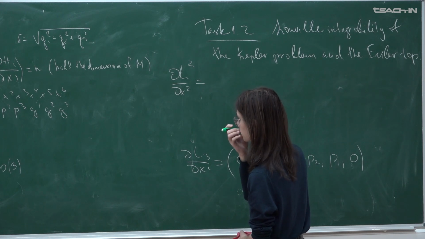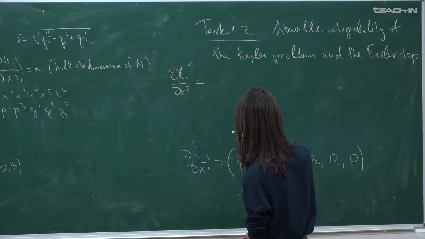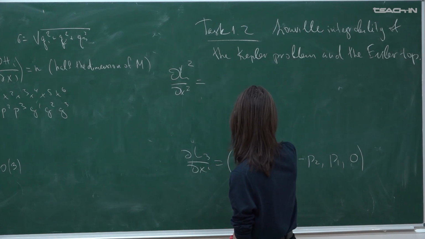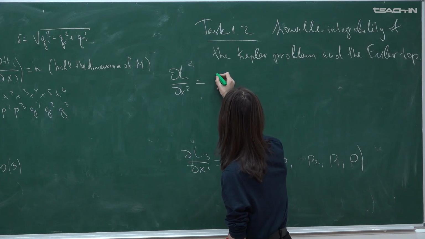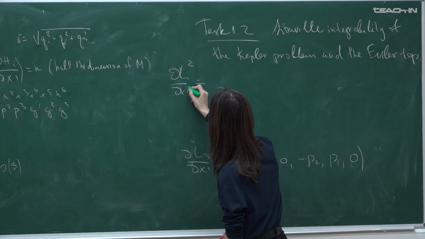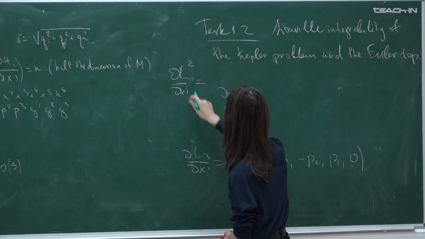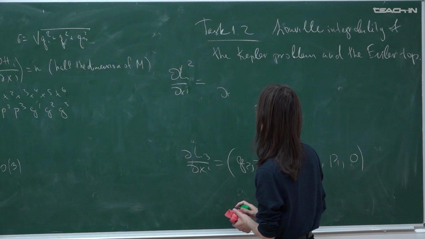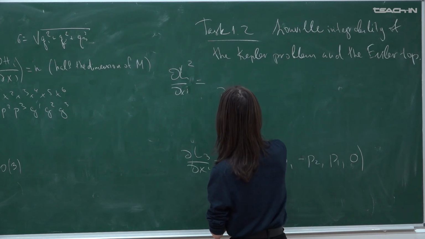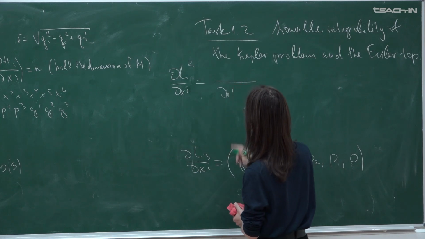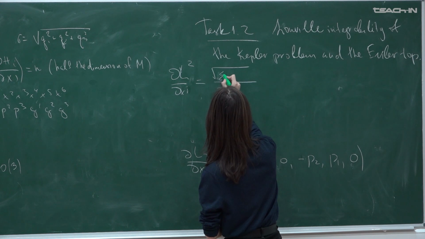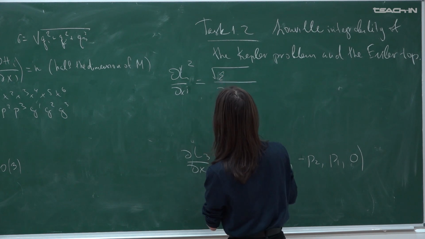So it's a little bit more complicated. I propose to write it in coordinates. Firstly, what is L squared? Yes, but in p and q.